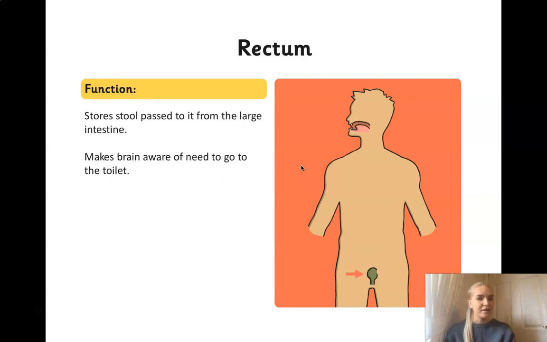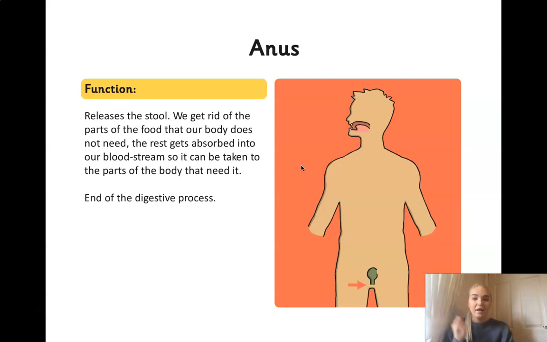Now, here's the last bit. In the large intestine, the leftover food is here. It makes stool, and then the rectum keeps this stool that the large intestine has passed to the rectum, and then the rectum tells the brain, you need the toilet now, and then the anus releases the stool by going to the toilet. So when we go to the toilet, we get rid of all the parts that our body doesn't need, and the rest gets absorbed into our bloodstream so that we can take the bits our body needs. And then that is the end of the digestive process.